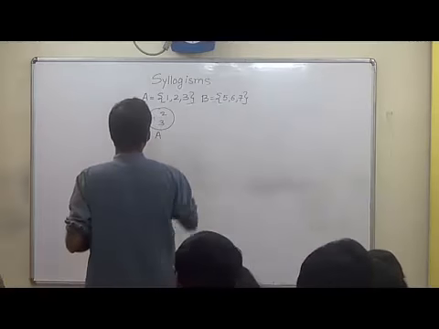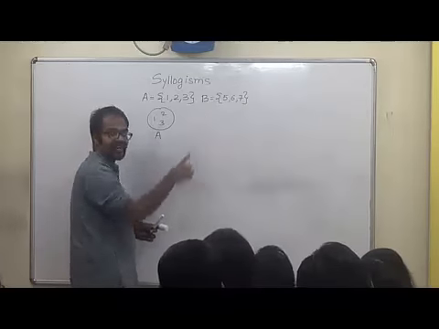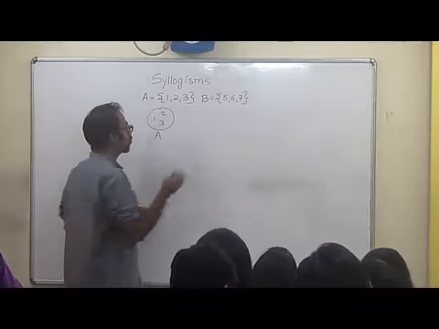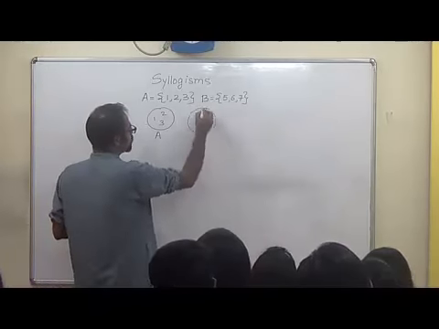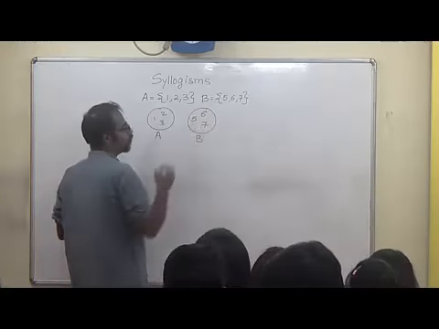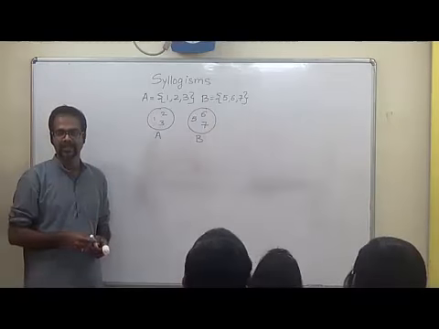Simple. Because A contains 1, 2, 3, B contains 5, 6, 7, and there is nothing common between these two, I will simply draw two separate circles. We already have A containing 1, 2 and 3 in it. I draw B containing 5, 6, 7 in it, and this is how I represent it.